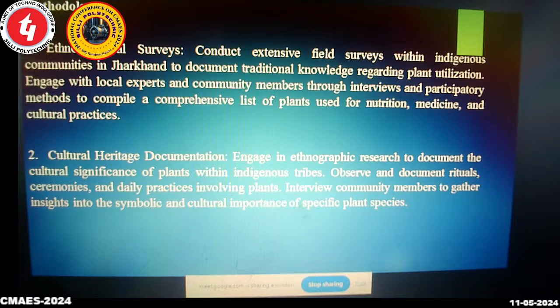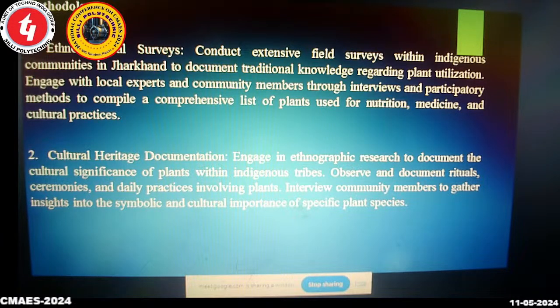Methodology. Survey. We conduct extensive field surveys within indigenous communities in Jharkhand to gather knowledge regarding plant utilization, engage with local experts and community members through interviews and participatory efforts to compile a comprehensive list of plants used for nutrition, medicine and cultural practice.